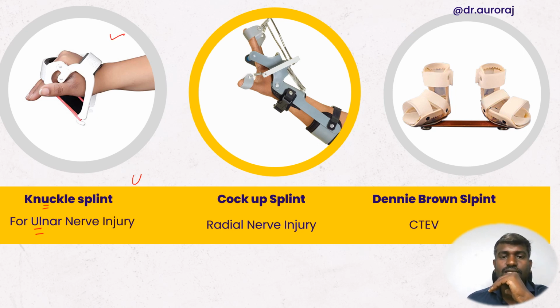Now let's look at the cock-up splint. Remember, it is pointing upwards. This is commonly used for what? Radial nerve injury. Very good. And the third one is going to be the Denis Browne splint. This is commonly used for congenital talipes equinovarus.